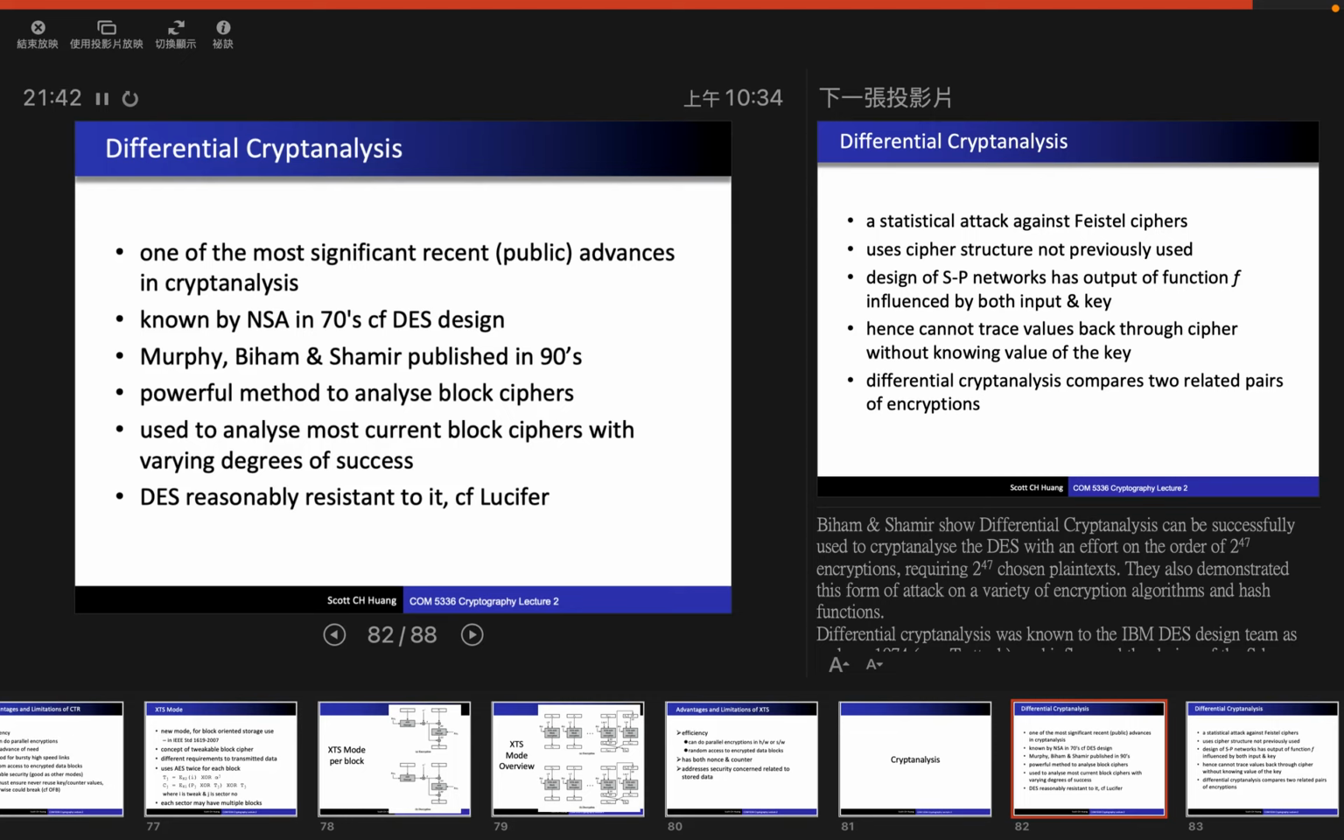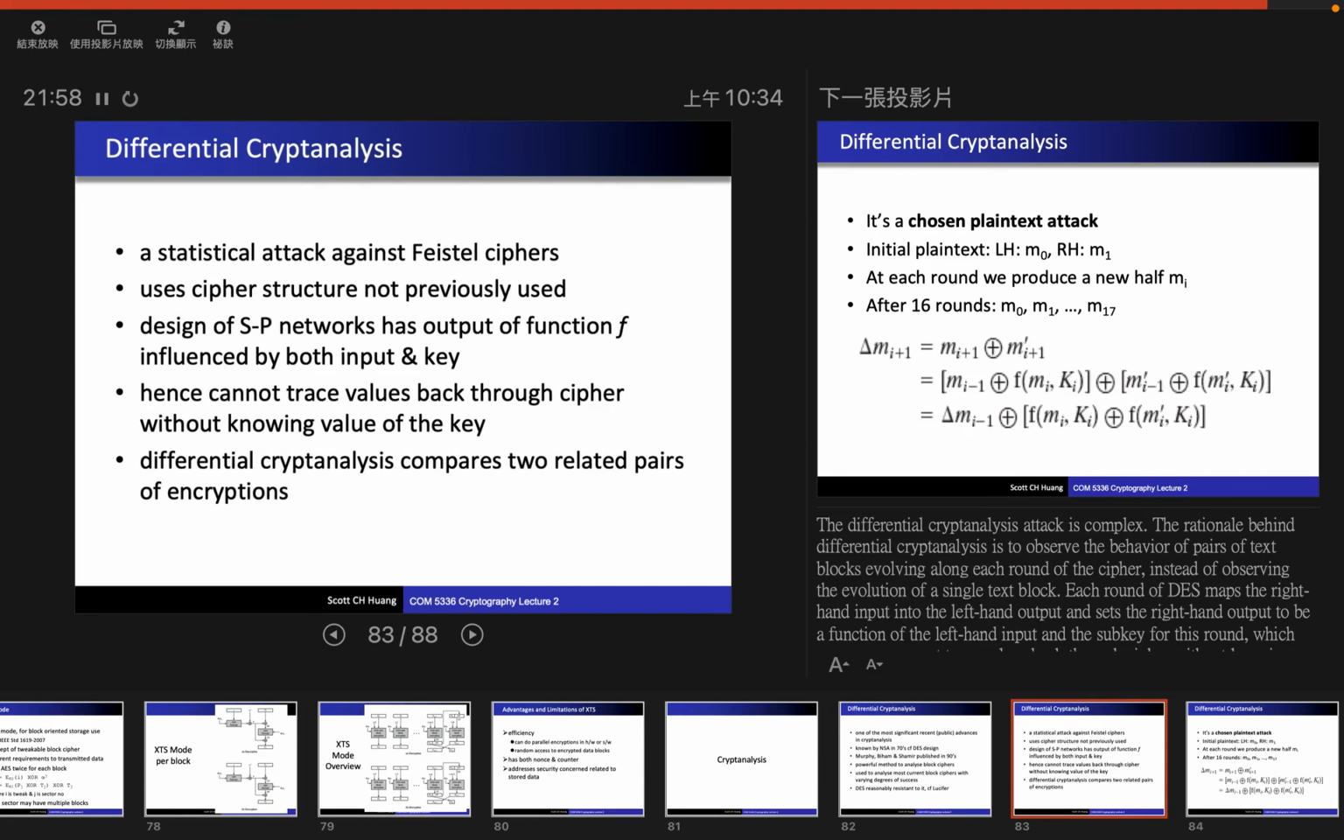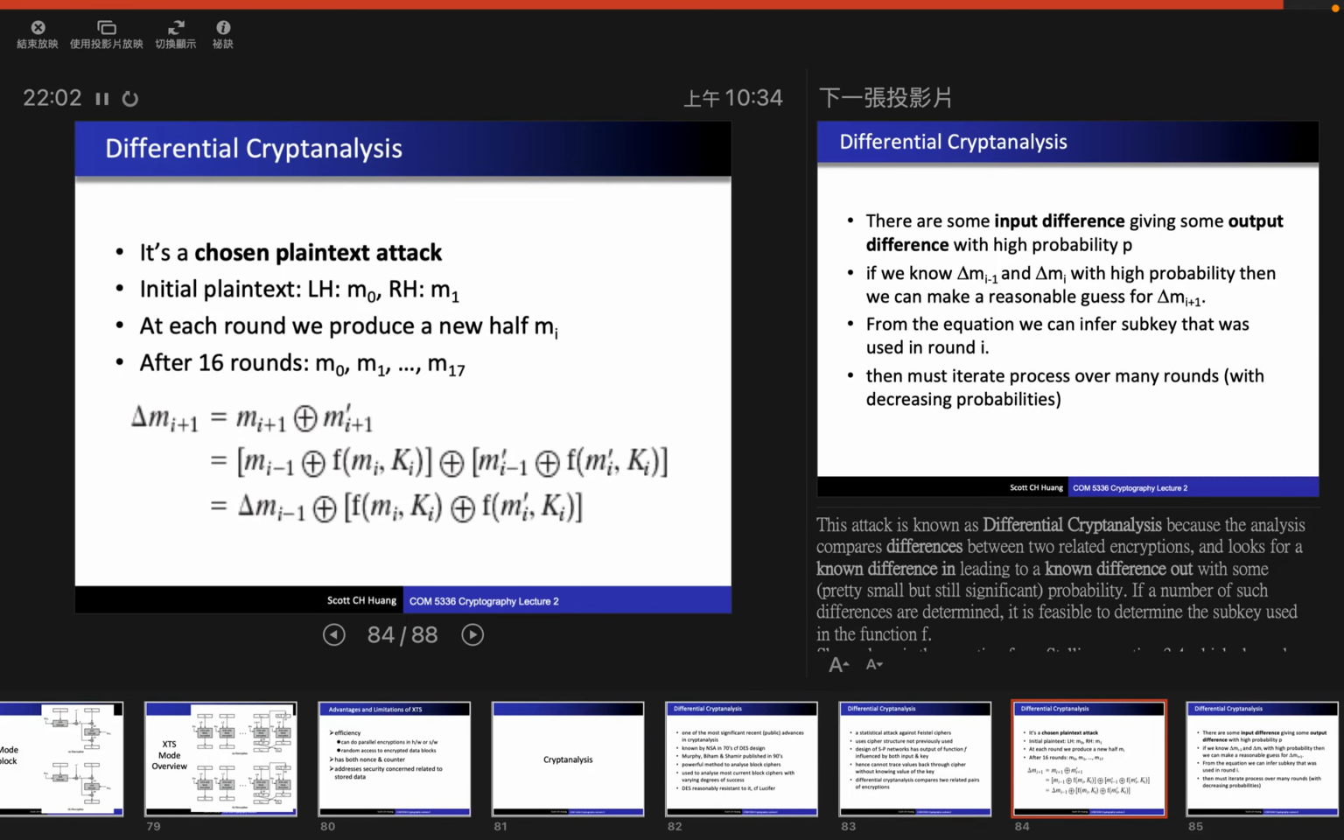DES was designed perfectly because so far there's no good way to do anything less than a 56-bit key search, exhaustive key search. No better than that. Okay, differential cryptanalysis is a chosen plaintext attack.